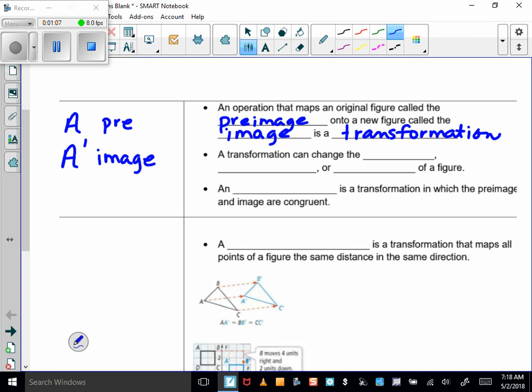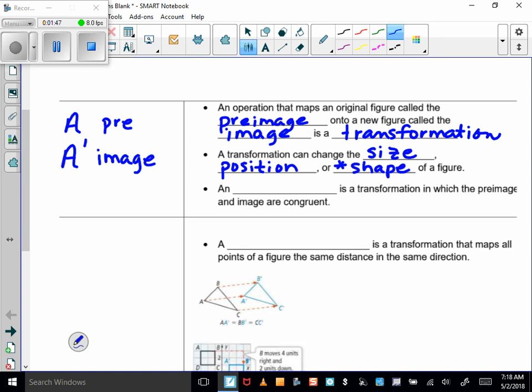A transformation can change the size, position, or shape. I'm going to put a little asterisk here, because I took this quote right out of your book, but I don't think we're going to talk about any transformations that change the shape of a figure. So I'm a little bit iffy on that shape. If you can think of one or find a transformation that changes the shape, then let me know, but I'm kind of doubtful about that.